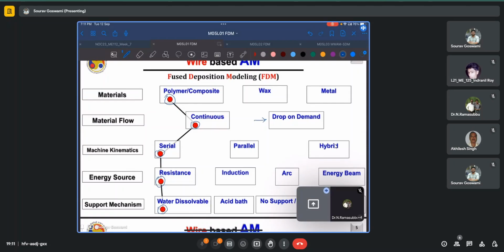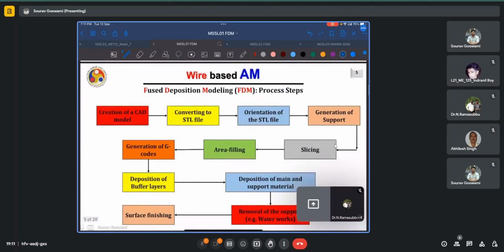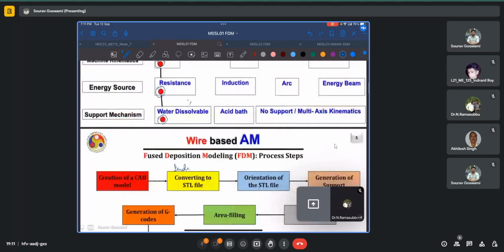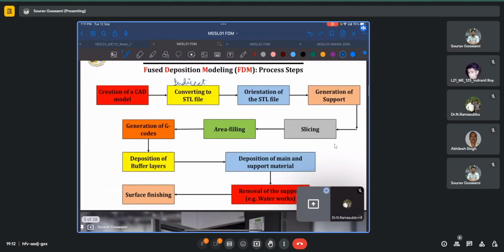So even though it will involve a mechanical post-processing step where we manually remove all or most of the support structures using some tools, the rest can be removed easily by some water dissolution process. And just like every other AM process, the AM cycle is still the same. We start with the creation of a CAD model, which gets converted to an STL file for the case of indirect slicing. And if you want a direct slicing step, we simply skip the STL part.